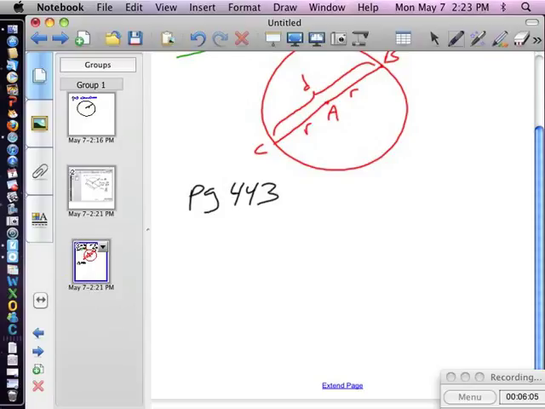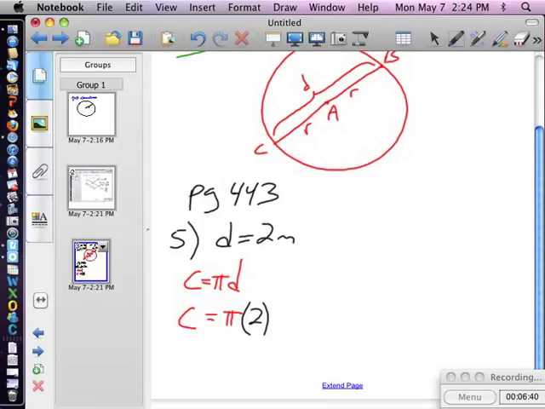It says for number 5, find the circumference of a circle with the given measure. So if the diameter is 2, so D equals 2 meters, and they want us to find the circumference. Okay, well when we're given D, we're going to want to use the circumference equals pi times D. Alright, so circumference is going to equal pi times 2 meters.